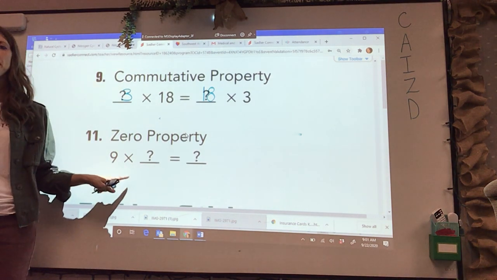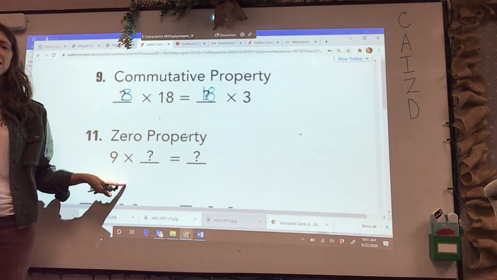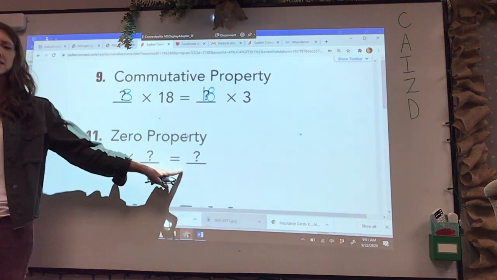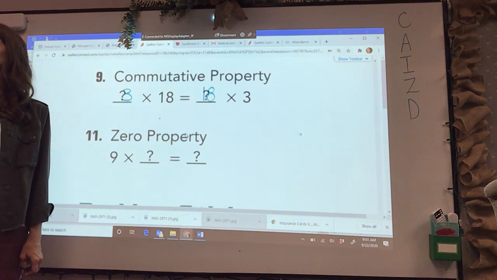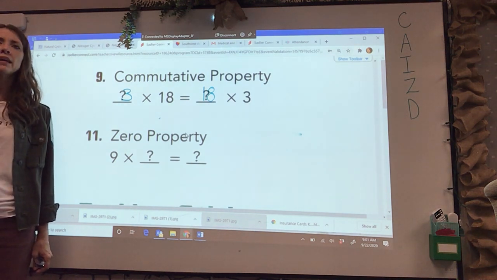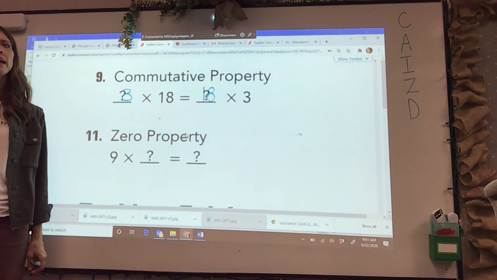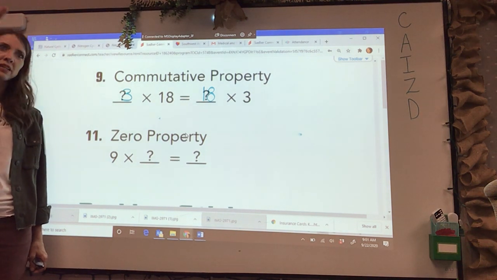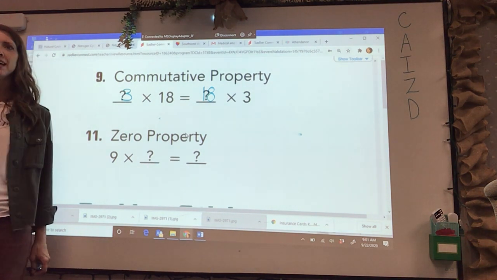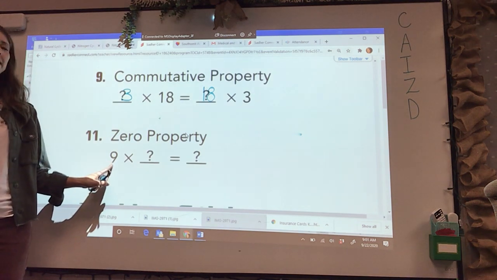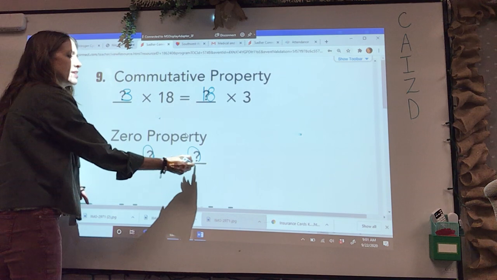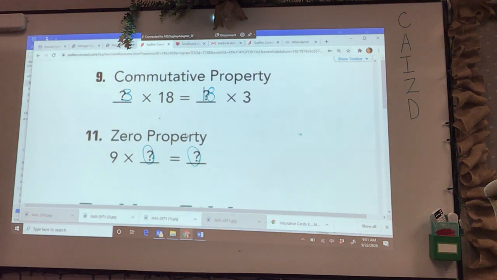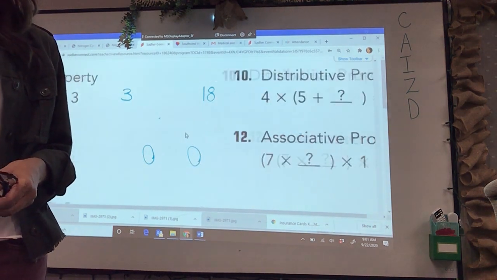The zero property. What is this and what is this? There's 2 blanks, guys. Any number times 0 equals 0. 0 and 0. Okay, let's move over.